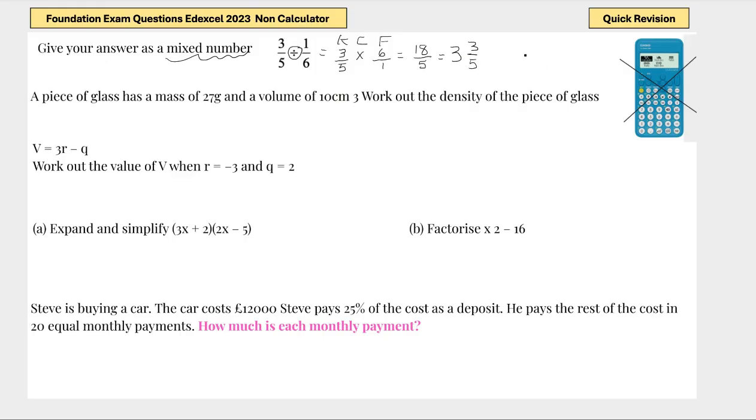Now, look at my video on how to convert these. I've got one, and I think it's really good. So, watch that if you don't understand this.